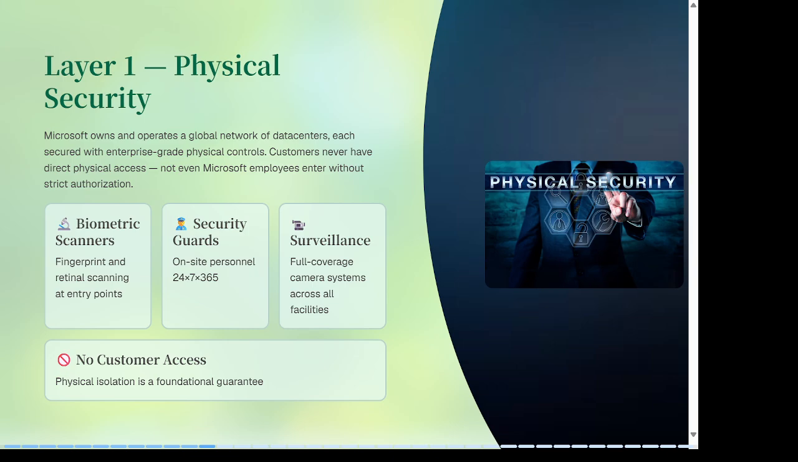Biometric access controls. At the entrance of these facilities, access is not simple. Employees must pass through strict verification systems such as fingerprint scanning, retinal or iris scanning, secure identity verification checkpoints. So, even Microsoft employees cannot enter freely. They must be explicitly authorized.